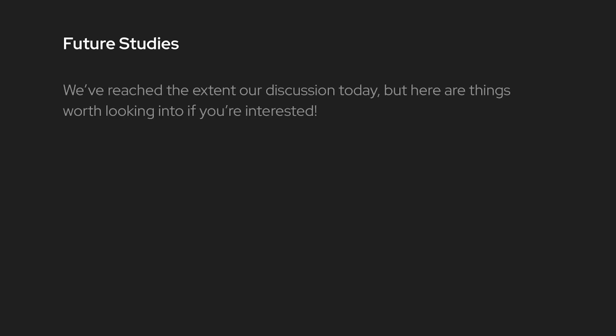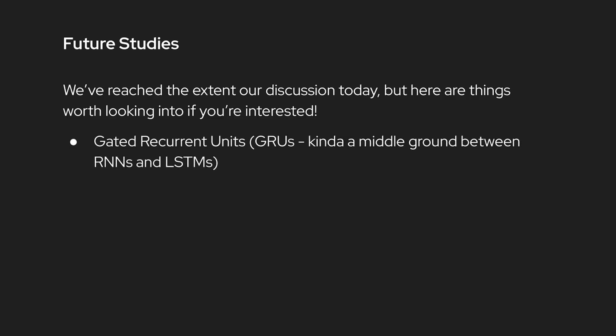I hope this gave you a solid foundation in sequence modeling, one that you can hopefully build on in the future. If you're interested in diving deeper, here are a few directions I think are worth exploring. First, gated recurrent units, or GRUs, are a popular alternative to both RNNs and LSTMs. They solve the same issues we discussed with RNNs, but are simpler and more efficient to train than LSTMs. If you followed the logic behind LSTMs, GRUs should feel pretty intuitive.